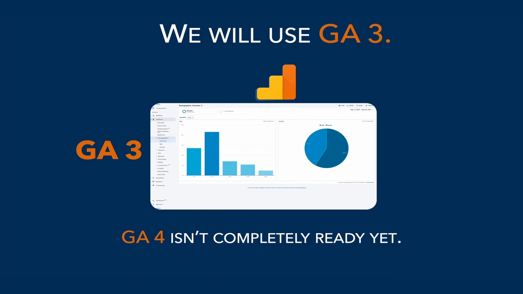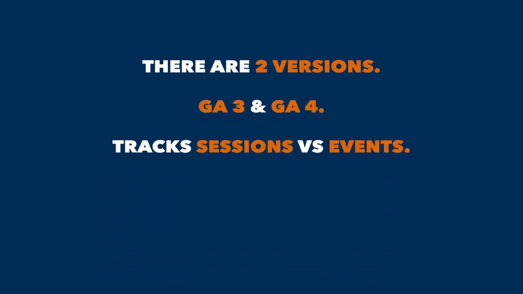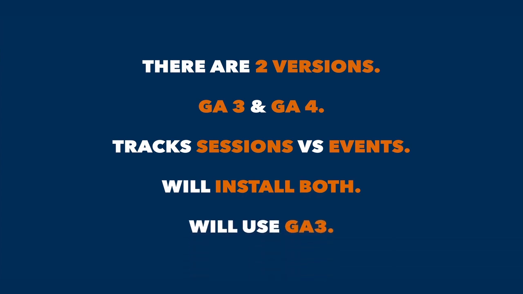So to summarize, there are two versions of Google Analytics, Google Analytics 3 and 4. Google Analytics 3 tracks sessions, while Google Analytics 4 tracks events. And because the fourth version isn't an upgrade of the third, we will install both to make sure that you get all of the data. But we will only be using Google Analytics 3 because Google Analytics 4 is still incomplete and doesn't properly report all of the data.